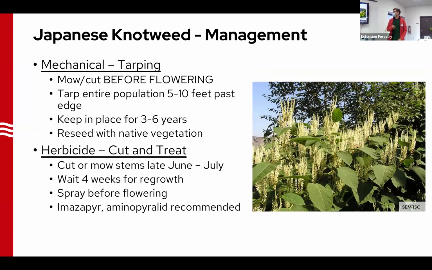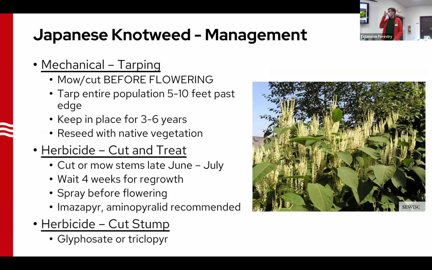For management, if we don't want to use herbicide, we can do a tarping method. So this is going to be mowing that plant down, and tarping the entire population of the plant out 5 to 10 feet. We have to keep that tarp in place for a really long time, as much as 3 to 6 years, in order to limit light coming into those roots and allowing that plant to resprout. And we can reseed that area with native vegetation afterwards.